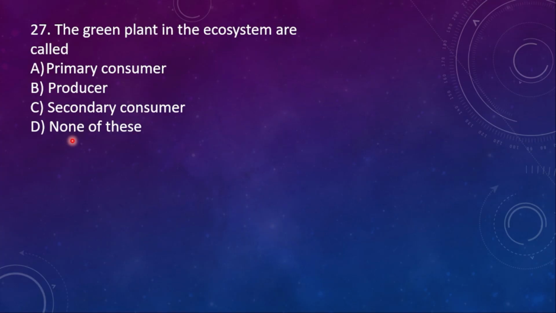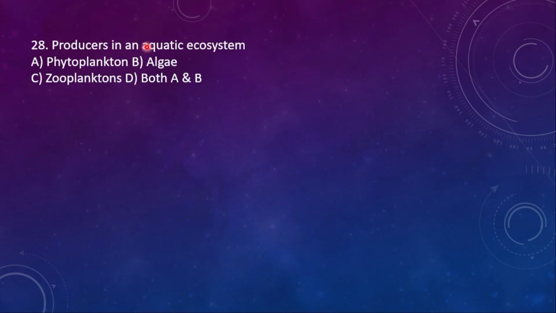Next question, that is question number 27. The green plant in ecosystem are called A. Primary consumer, B. Producer, C. Secondary consumer, D. None of this. Here the right option is producer, because green plant is the main base for the ecosystem which produce food for us.